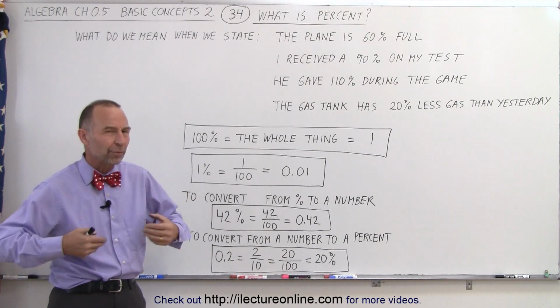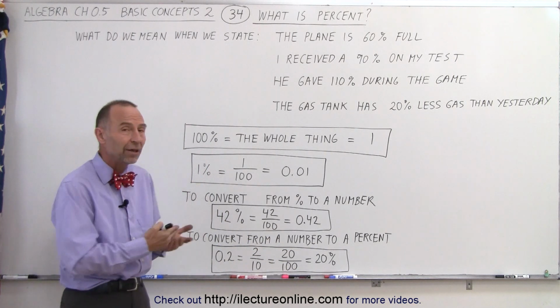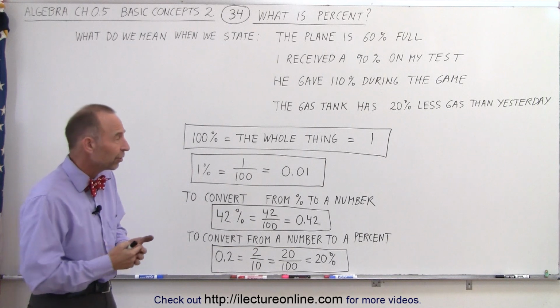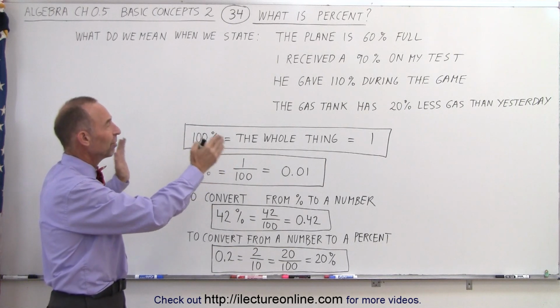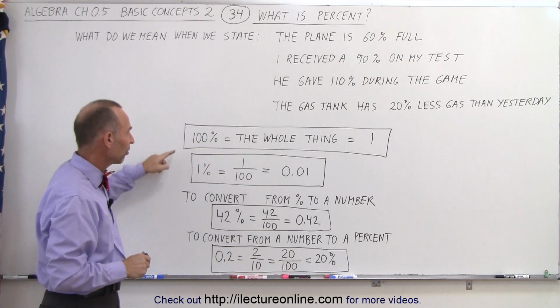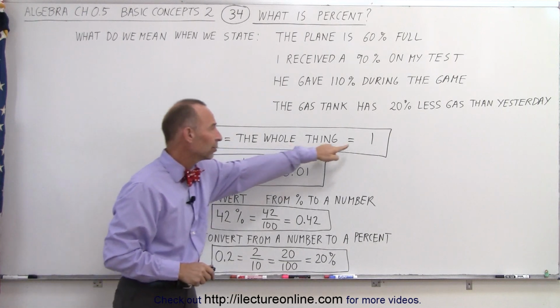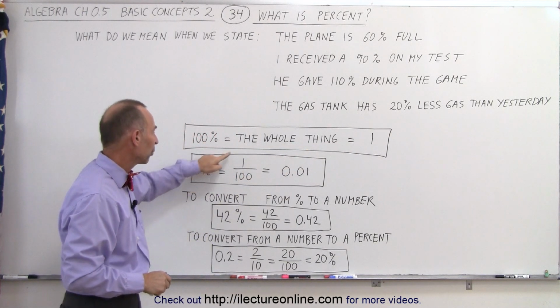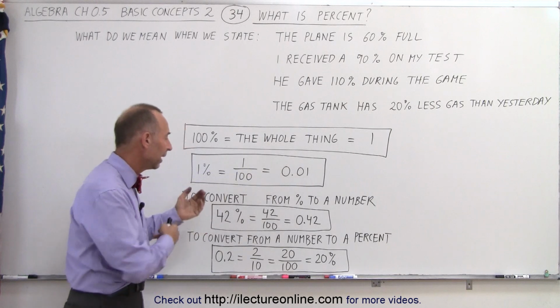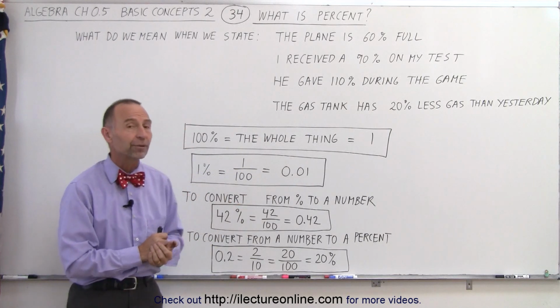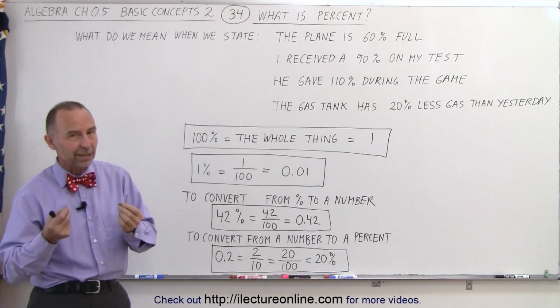So we're going to see some examples of how to apply it to some real scenarios, but at least you have the basics. This is the basic of the concept of percent, as long as you remember that 100% is equal to 1. 1% therefore is 1/100 of that, or 0.01, and then you can see how you convert back and forth. And that's what we mean by percent.